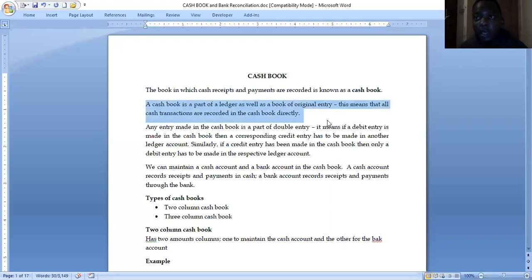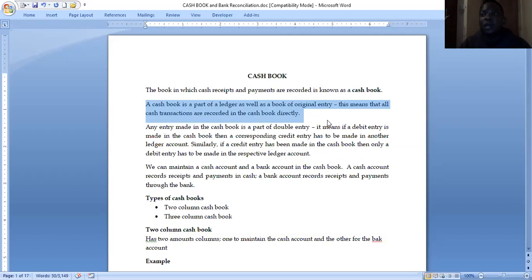And being part of the ledger, maybe we can revert back to our second topic, the ledger and the concept of double entry. You remember us posting transactions into the account. So being that the cash book is a part of the ledger, the cash book also applies the concept of the ledger. So we have a T account for the ledger, and we employ the concept of double entry for the cash book.